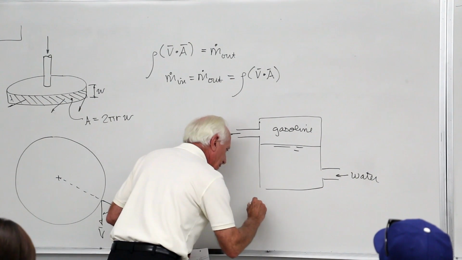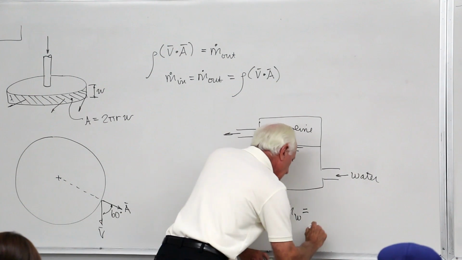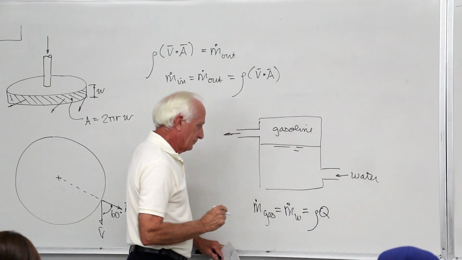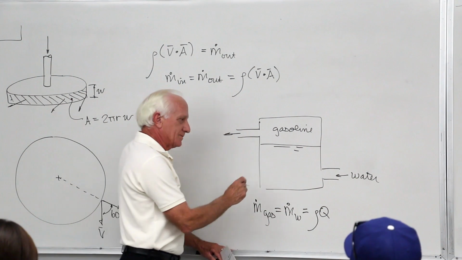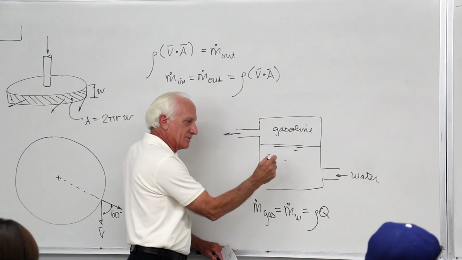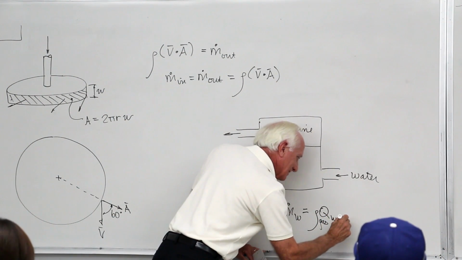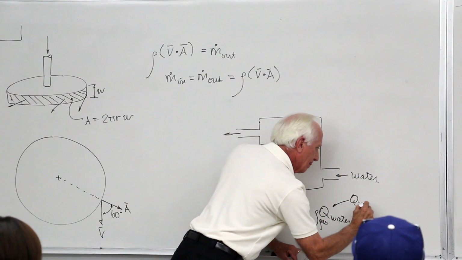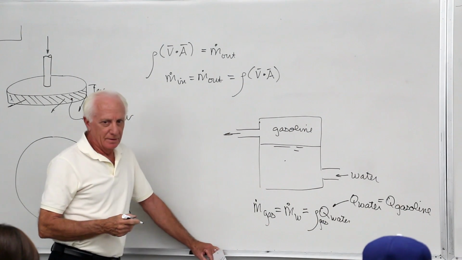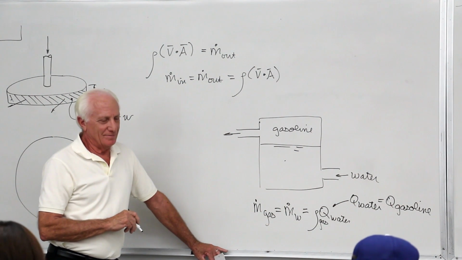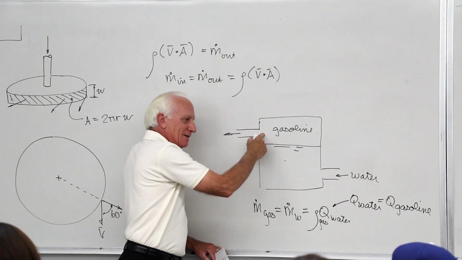M dot gasoline equals m dot water. And the water, they gave you Q. Rho times Q. Rho of water times Q, okay. And that's the change of the weight of gasoline in the tank. That's the weight change of the gasoline. This is gasoline, by the way. Q of water. It's kind of mixed, you know. Q of water. Q of gasoline. Okay, so that's kind of the easier way out of that problem. Just realize that if you push a gallon of water in the bottom, a gallon of gasoline is going to come out the top.